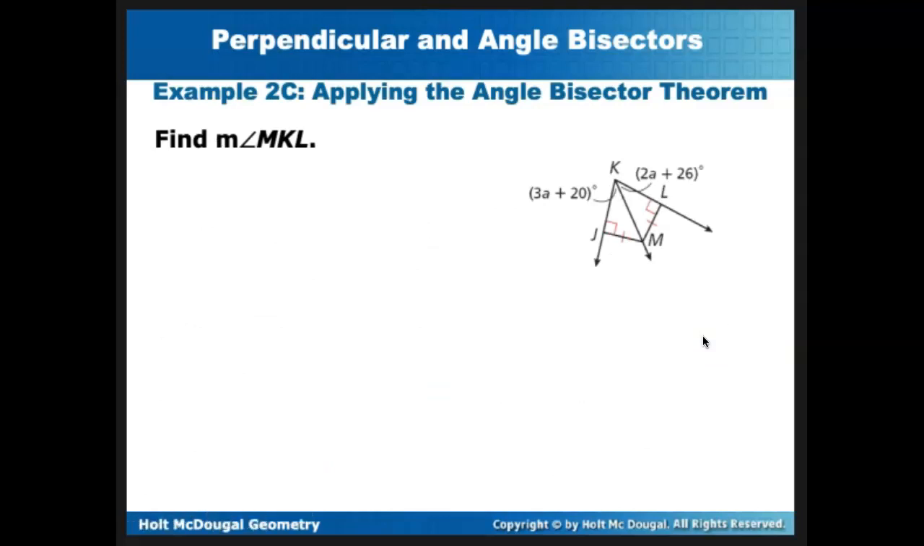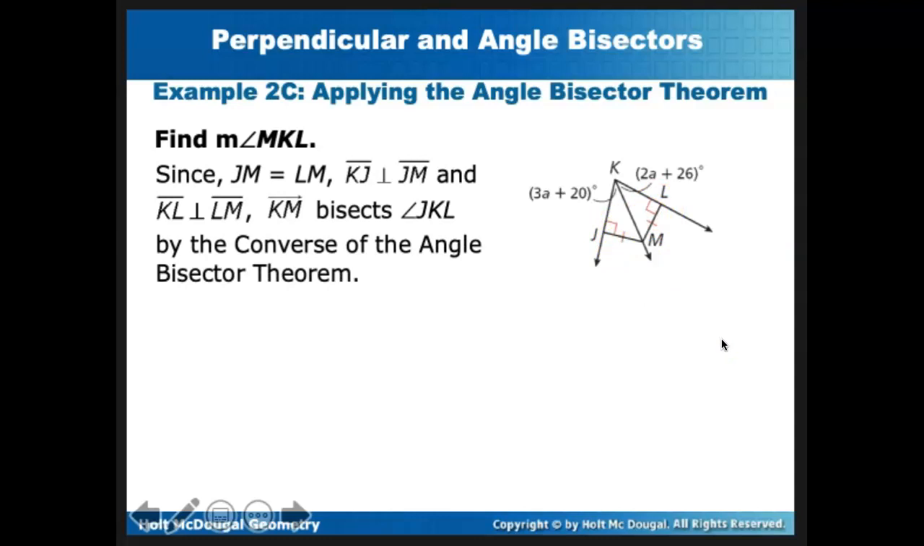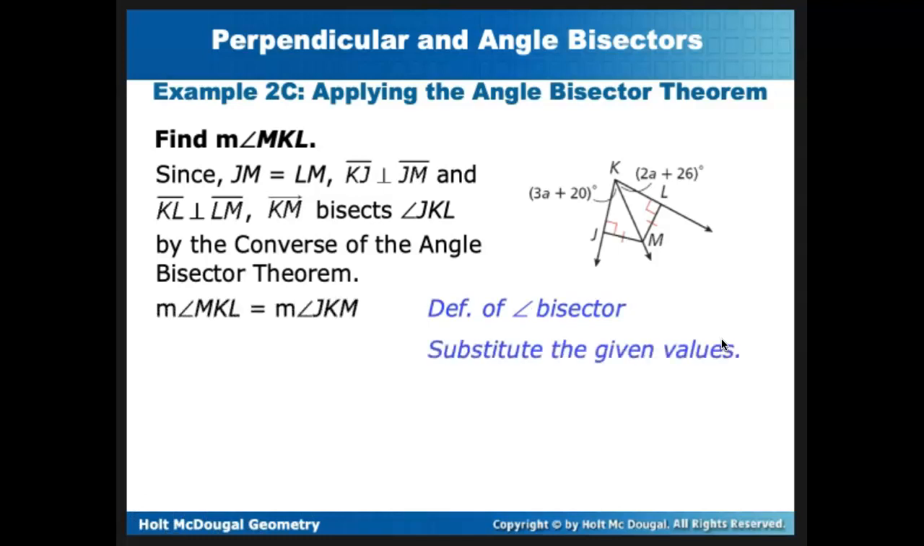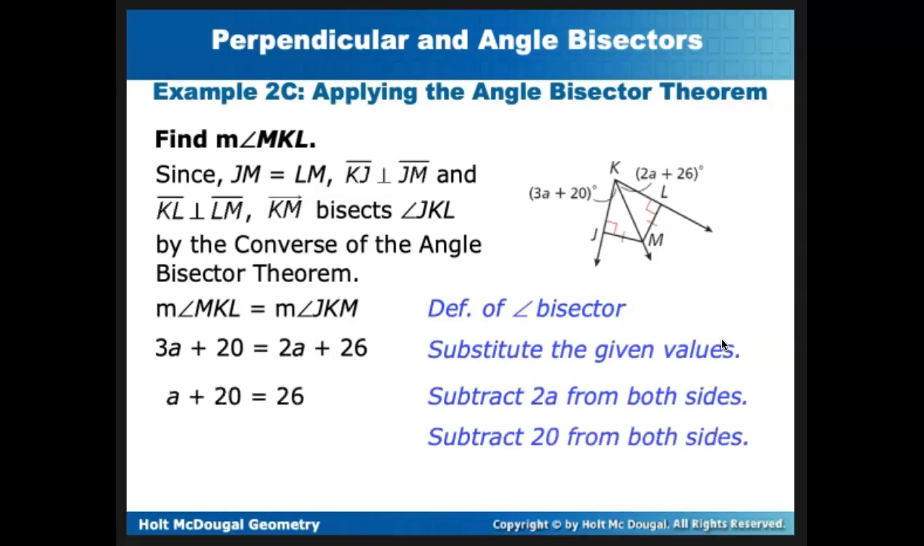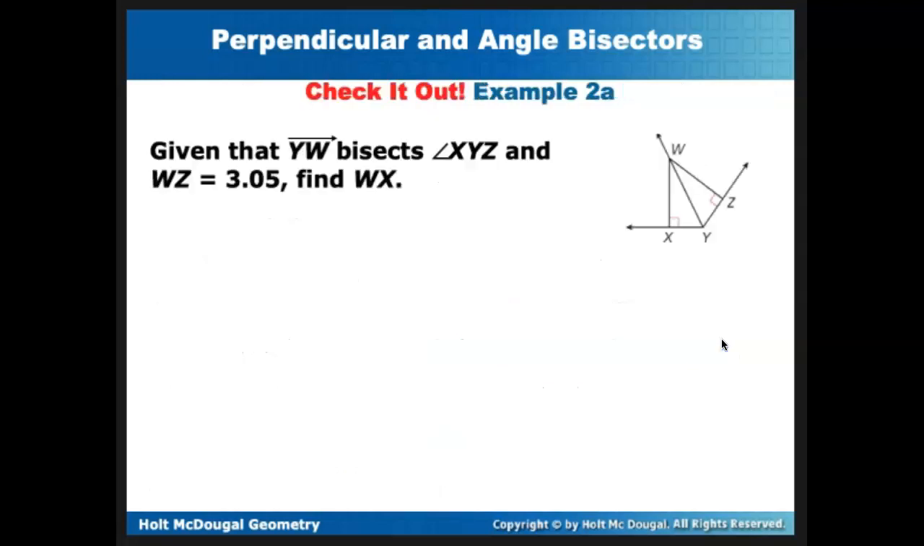Now we are going to find the measure of MKL. We are given expressions for the two angles, and we can tell from what we're given here that they're going to be congruent to one another. So we set the expressions equal to each other, solve for A, substitute back in, and we get the measure of angle MKL is equal to 38 degrees. Pause the video and try this one.